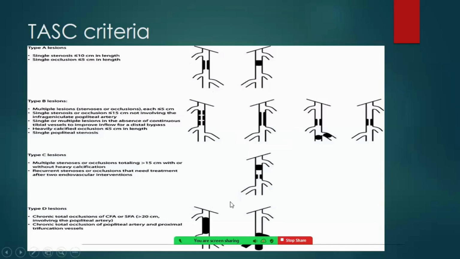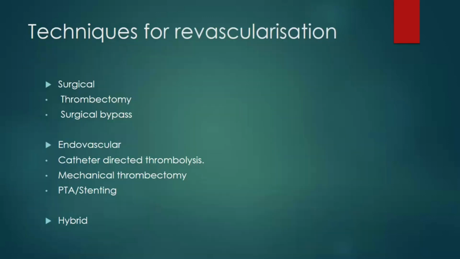So we must see how we can open such a large block, what the different techniques are, and how we can manage it by endovascular approach with minimum complications, keeping the patient at that stage rather than worsening the Rutherford or vascular grading. The techniques are surgical thrombectomy, surgical bypass, and catheter-directed thrombolysis for acute limb ischemia, mechanical thrombectomy for acute, and angioplasty and stenting for critical limb ischemia and claudication.